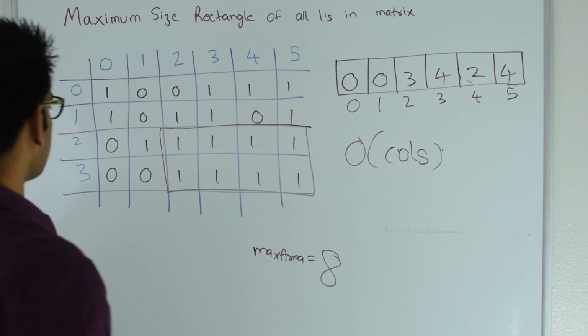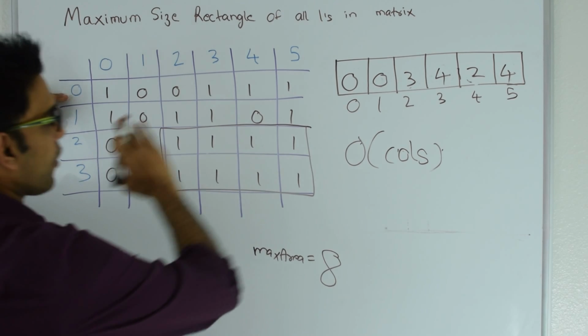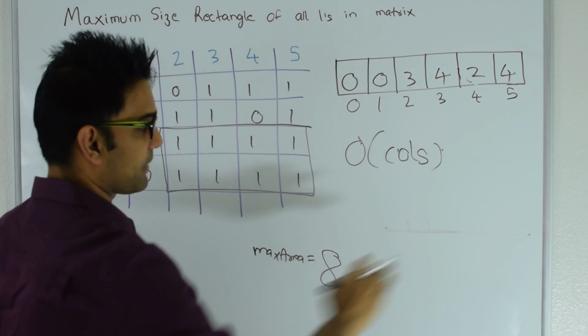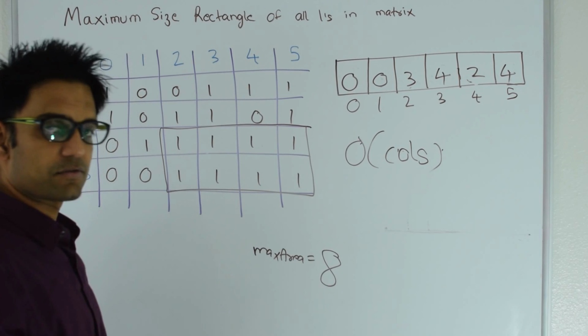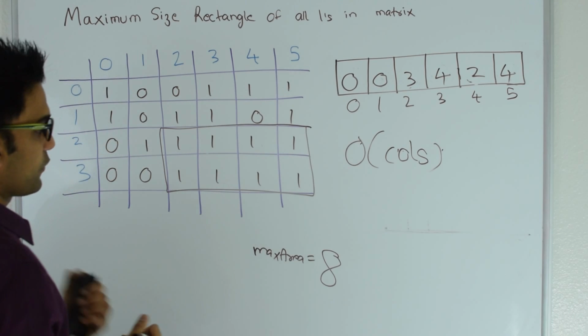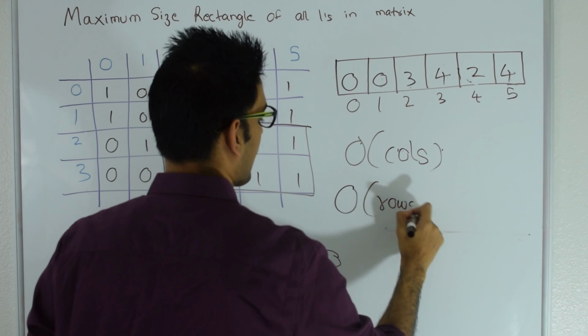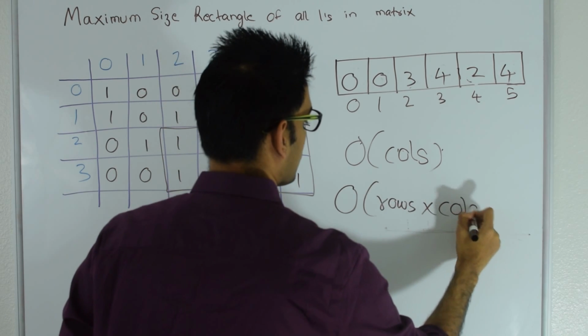The time complexity: for every row, we are copying this information here, so that takes O of columns time. And then we are finding a max histogram, so that also takes O of columns time. So our total time complexity is O of rows times columns.